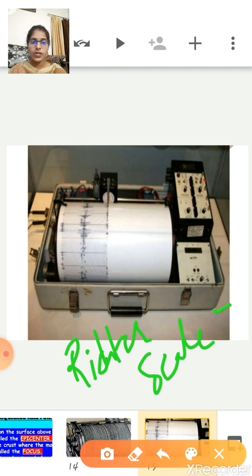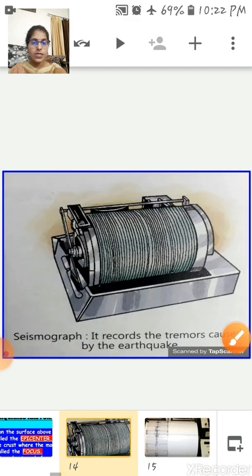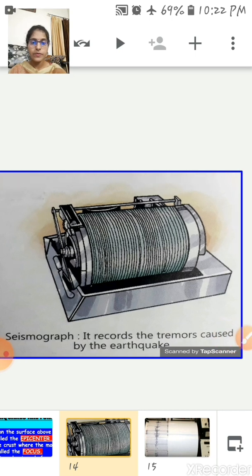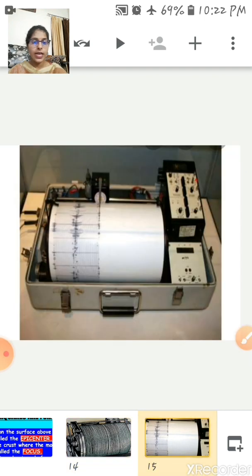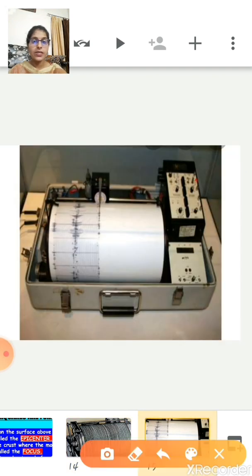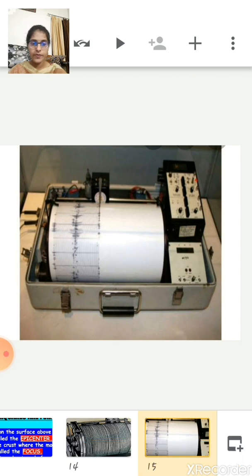So basically Richter scale was designed by an American seismologist, Charles Richter. His name is Charles Richter. He designed this device, and this is used to measure the intensity of the earthquake. Is it clear? Seismograph, basically the earth movement or the earth tremors are recorded by this instrument, seismograph, right? And Richter scale is used to measure the intensity of the earthquake.